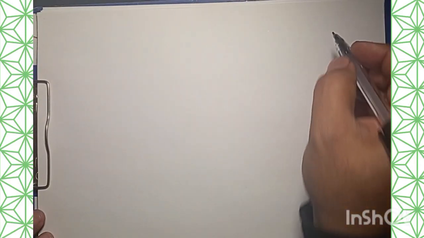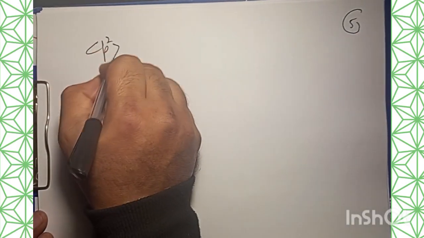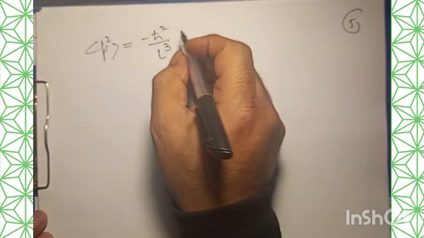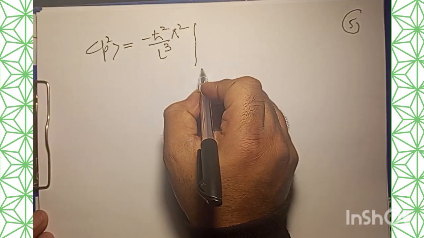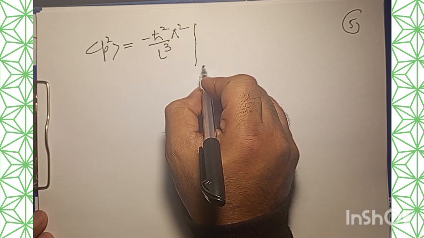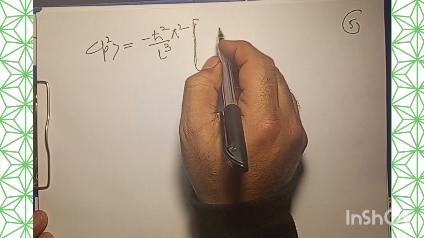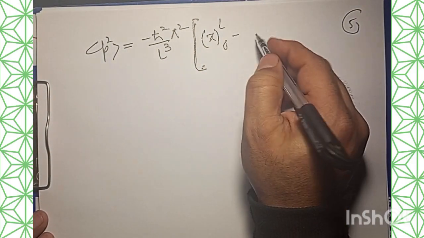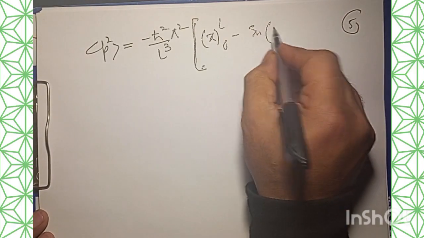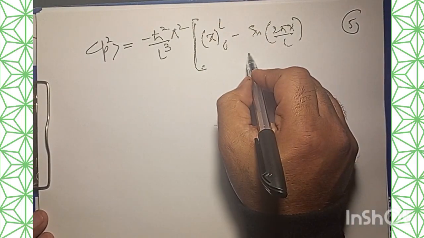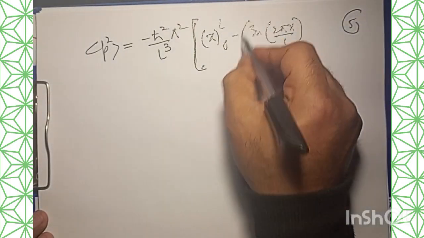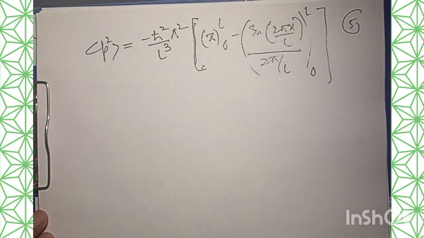Let's go on. Proceeding from here, I would like to call this 5. So what I have is minus h cross square by L cube, because then I have pi square, then I have this 0. I should integrate it now. So 1 dx will give me x, so it is x from 0 to L, then minus cos. Integration of cos will be sine of 2 pi x by L, divided by the internal derivative of 2 pi x by L, that will be 2 pi by L. And here we have integration from 0 to L.